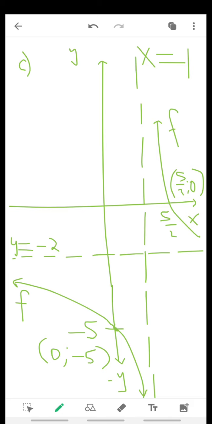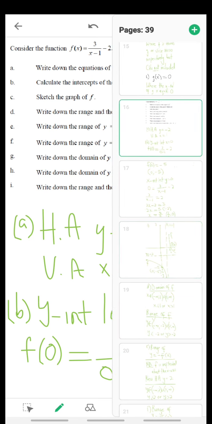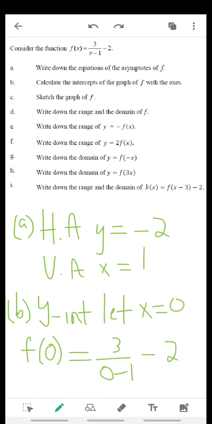And then you now put in the two pieces for the function, which will be this piece here as well as this piece here. And indeed, they are found in the first quadrant as well as the third quadrant of the asymptotes. Well done. Now, let us go to the next question, D. Write down the range and domain of f.